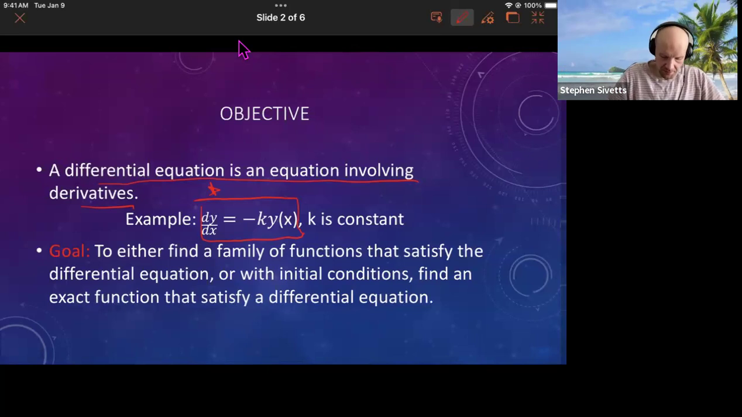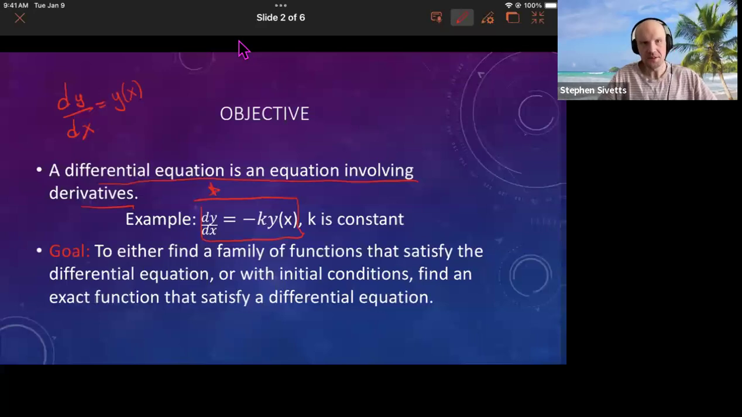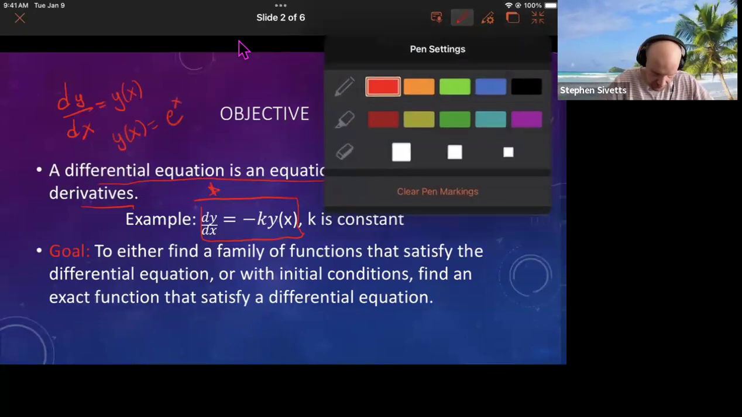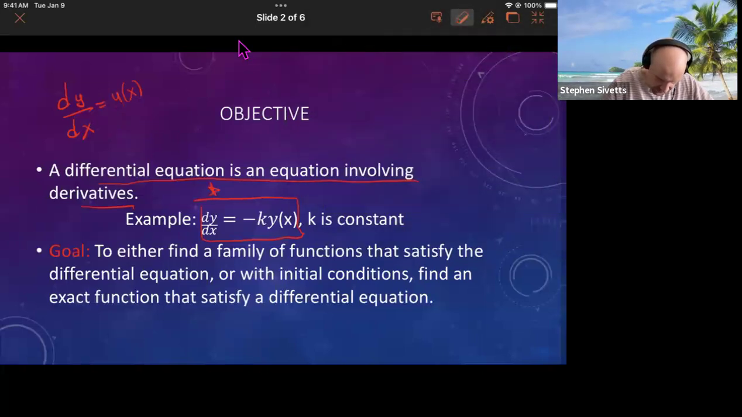Just take a minute and try to convince yourself: what would be a function whose derivative equals itself? Do you know such a function? Well, it's the exponential function, right? So one way is we can let y of x equal e to the x. But since we have a constant k, this will change slightly.